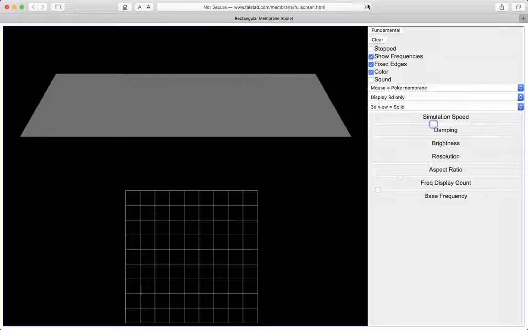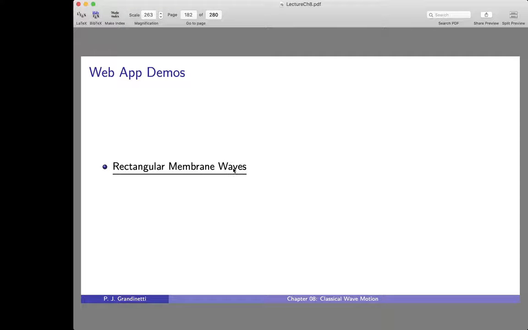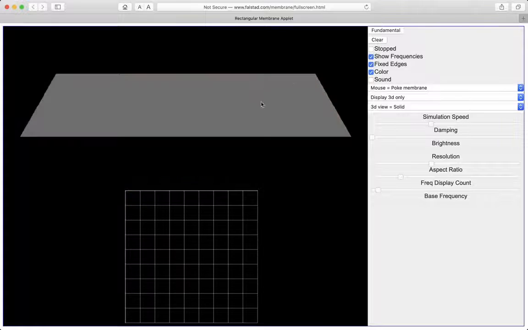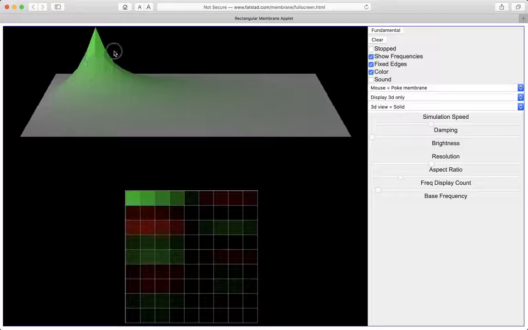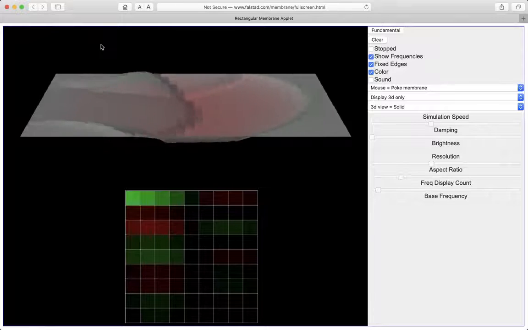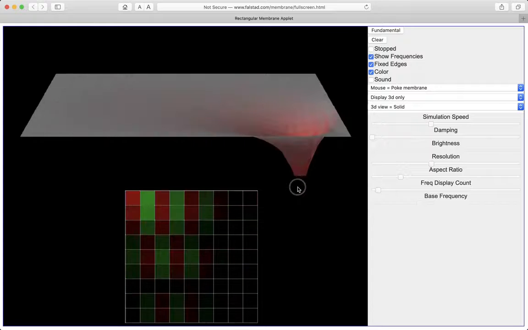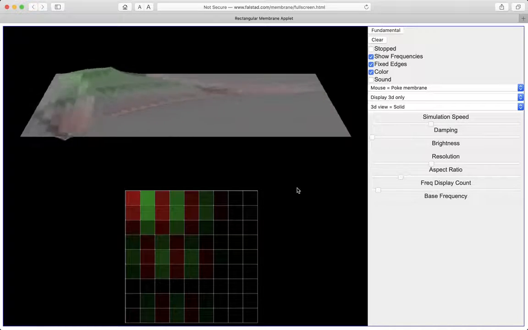Okay, so I'm going to reload the app to the defaults here. Close this and reload the app. And let's try again then. So let's clear it. And now let's do other pokes. So you can see by different places I grab the wave and let it go, I create different linear combinations of the normal modes. I'll pull it again. I'll pull it down here. And you see what these shapes are like.